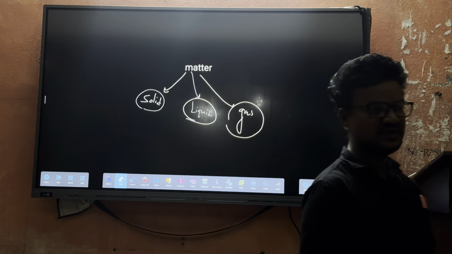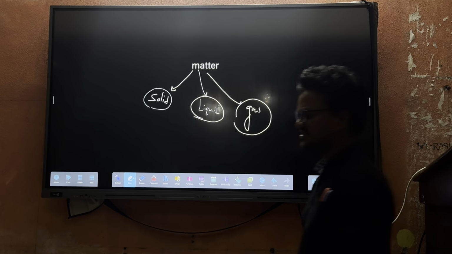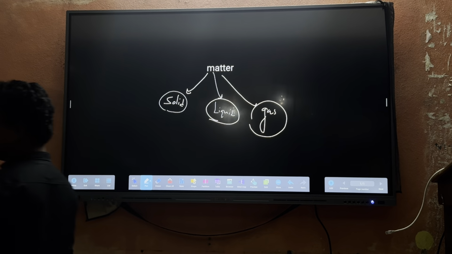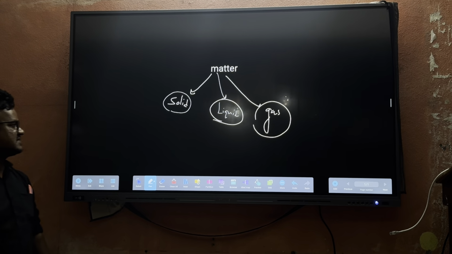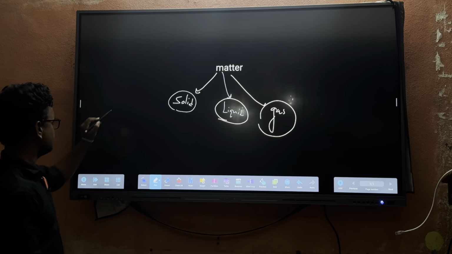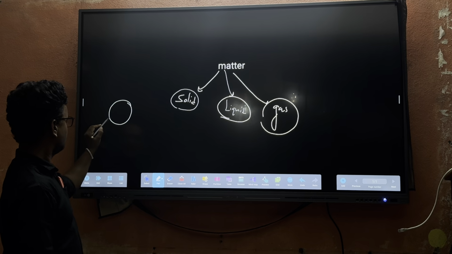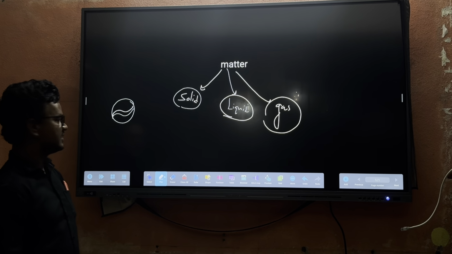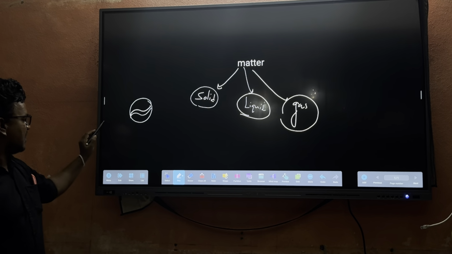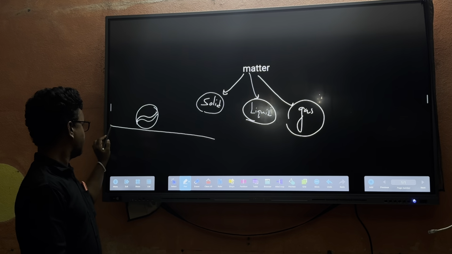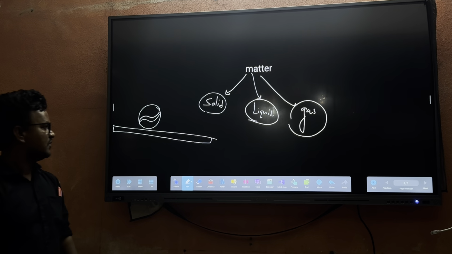Matter has mass and occupies some space. So what is matter? Matter, you can see, I can see some object. Example, a cricket ball. I place the cricket ball on the ground.